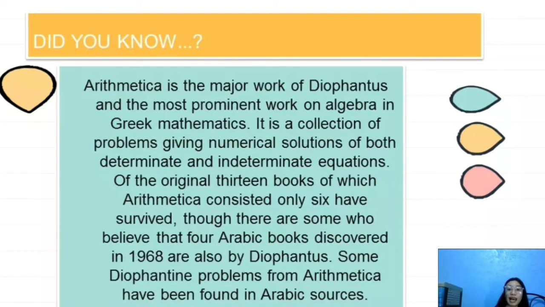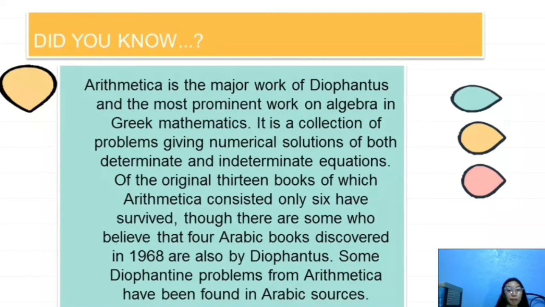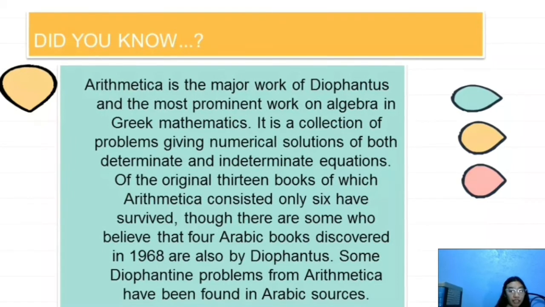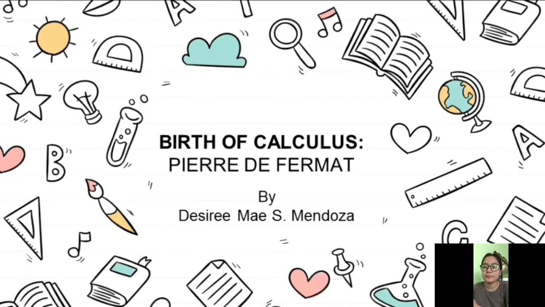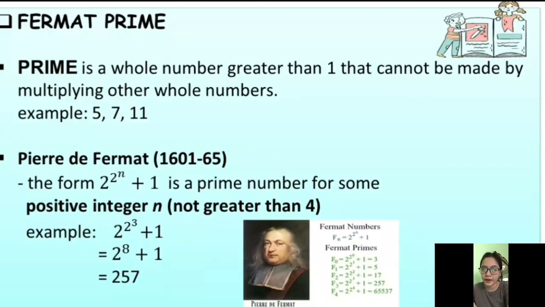But there are some who believe that 4 Arabic books discovered in 1968 are also by Diophantus. So, some Diophantine problems from Arithmetica have been found in Arabic sources. Moving on to the topic that Pierre de Fermat developed, what we call Fermat primes.